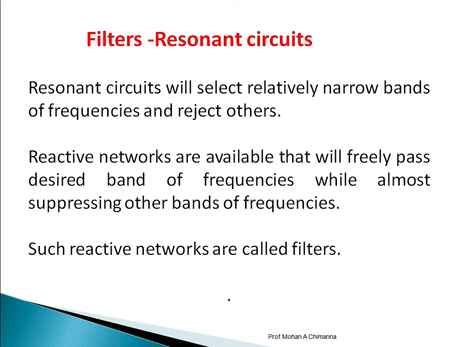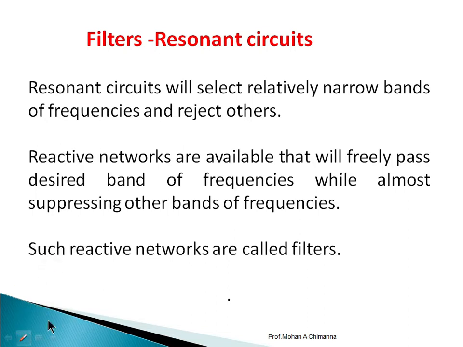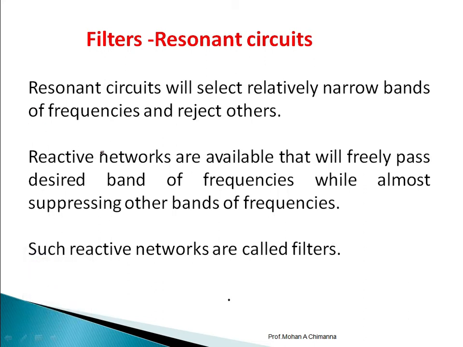The resonance circuit consists of the resistance R, capacitor C, and the inductor L, which together form a circuit called the resonance circuit. So here, reactive networks are available that will freely pass a desired band of frequency while suppressing, meaning attenuating, the other bands of frequency. Such a reactive network is called a filter.